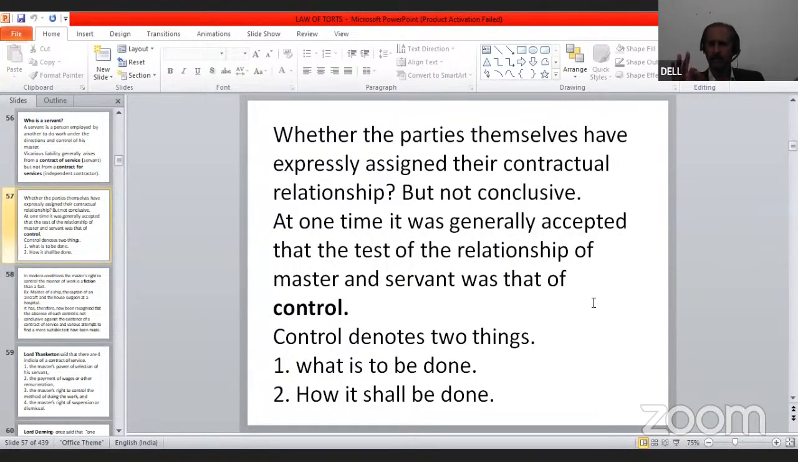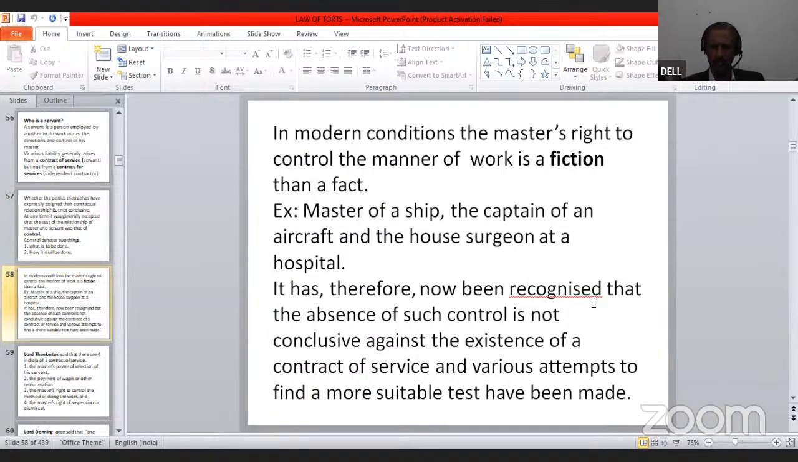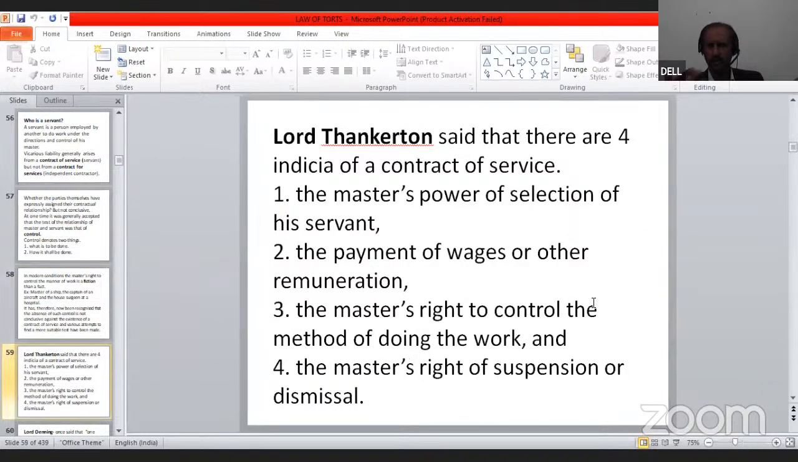The master requires the servant, what is to be done. Control denotes two things: one, what is to be done, the master has to say what work to do; two, how it shall be done, he has to say how to do it. So the control test is very, very important. What is to be done means the master prescribes the job. Number one, how it shall be done speaks about the manner of doing work. Of course, some interpretations come here, which I will not go into. I will come to this particular point.